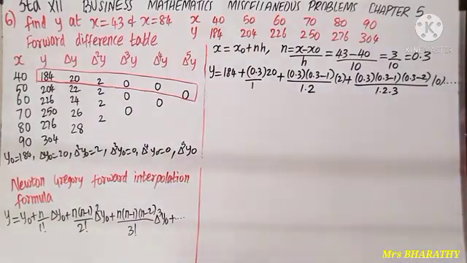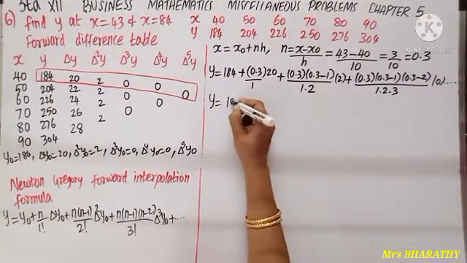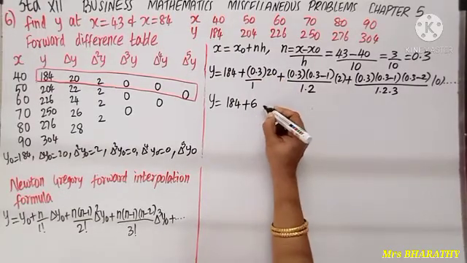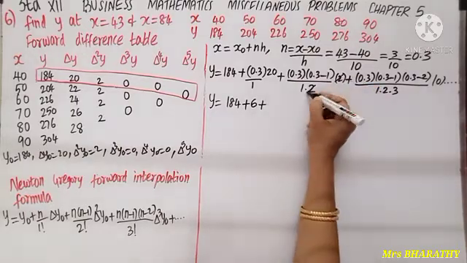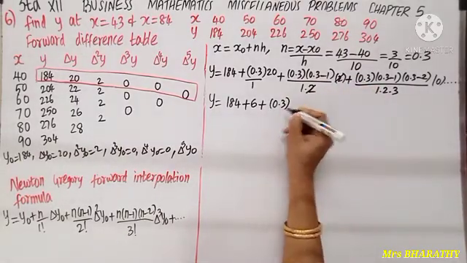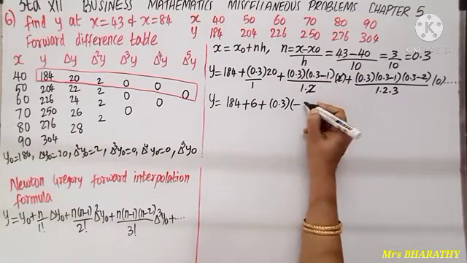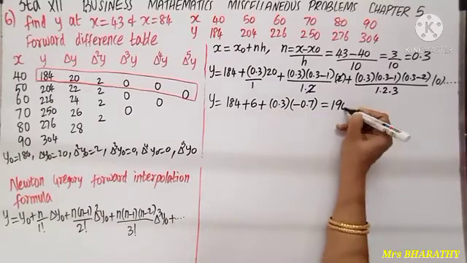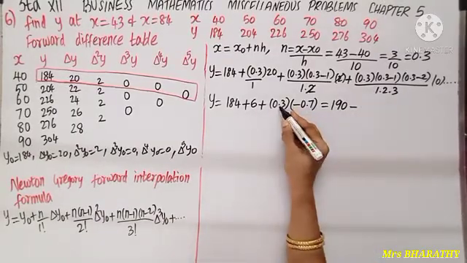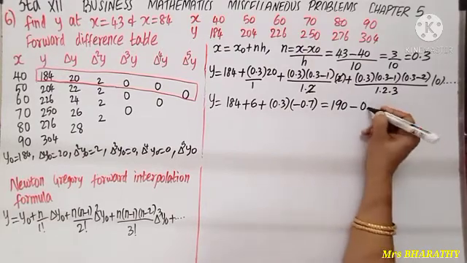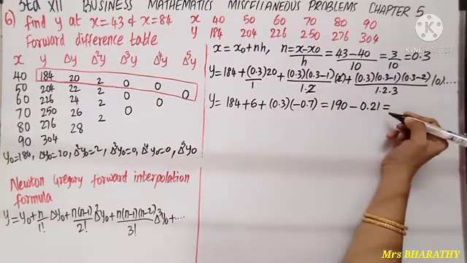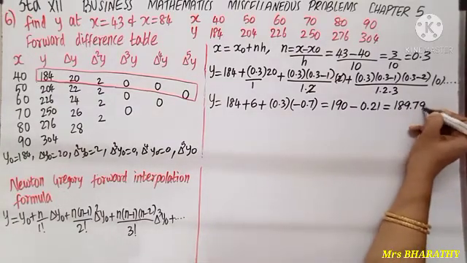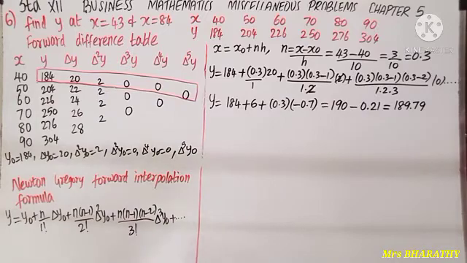I can just ignore them. As I simplify, it is 184 plus 20 into 0.3, plus this 2 and 2 cancels, 0.3 into 0.3 minus 1, minus 0.7. 184 plus 6, 190, minus 0.3 into 0.7, 0.21. As we subtract, 189.79, and that is the answer.